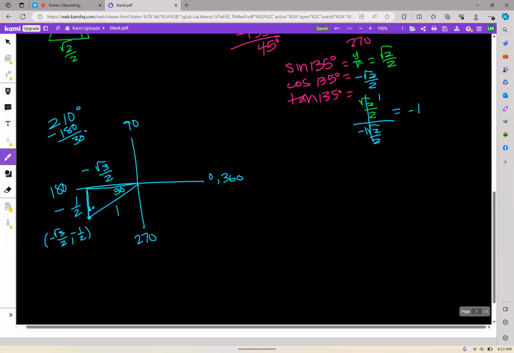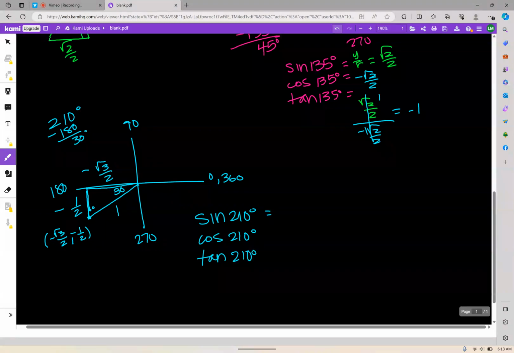Okay, we're on the unit circle. Let's find sine, cosine, and tangent. I don't even have to use theta, do I? I can actually use 210 degrees. All right, so sine of 210 is the y value over the hypotenuse. So negative 1/2 over 1 is just negative 1/2. Cosine is the x value over the hypotenuse, so negative square root of 3 over 2.